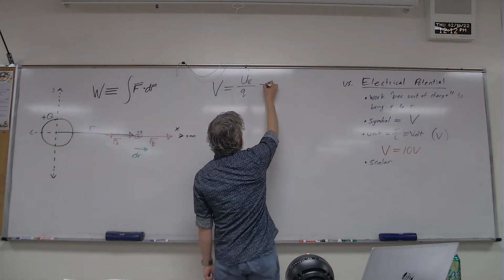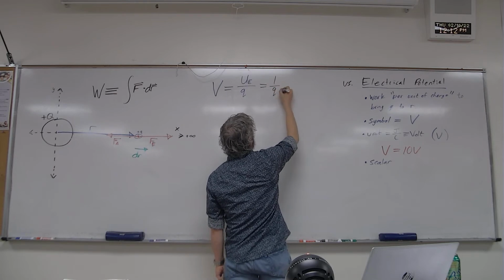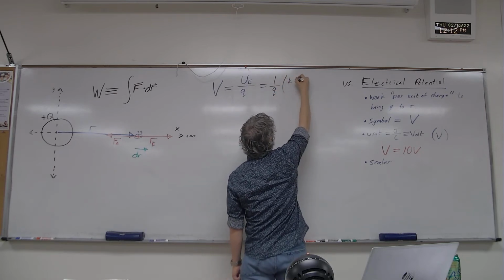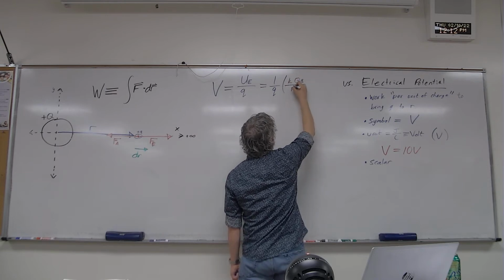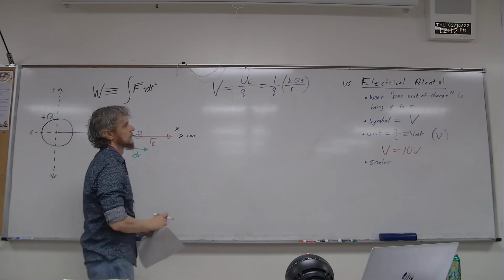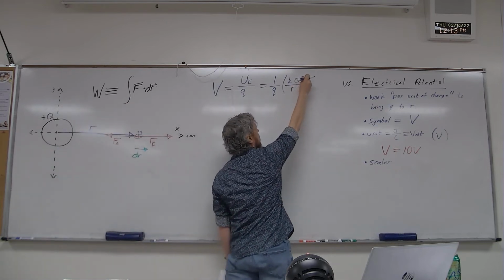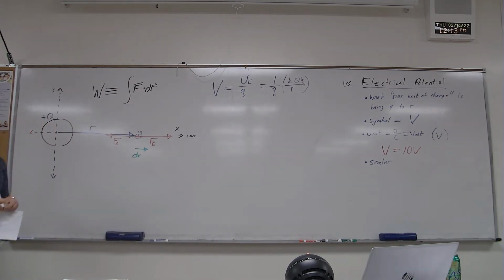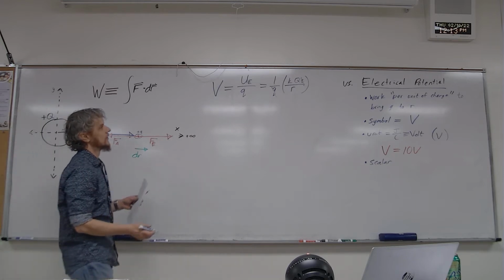Well, we got an equation for potential energy. We just wrote it down, so I'm going to write it like this: 1 over Q times my potential energy, which is K, big Q, little q, over R. And what happens? Numerator q, denominator q. You guys know what happens when you have something in the numerator and in the denominator? They cancel. They make a ratio of 1, therefore you can cross them out.